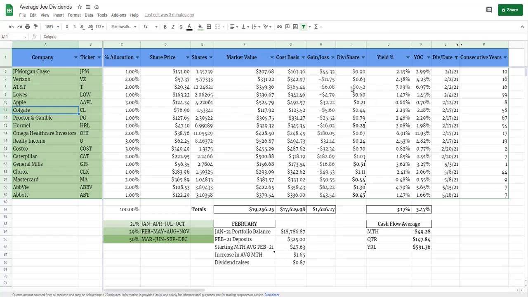So I bolded the ones that give me a raise. You can see here Hormel did a 5.4% dividend increase. General Mills did a 4%. And MasterCard 10%, very nice. AbbVie 10.2%, and Abbott all the way up to 25%. So that's nice.